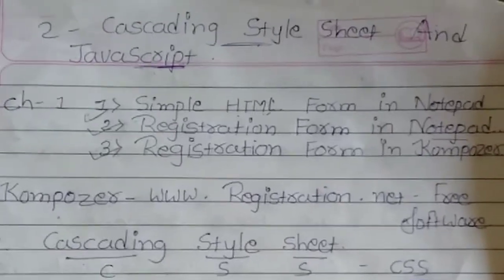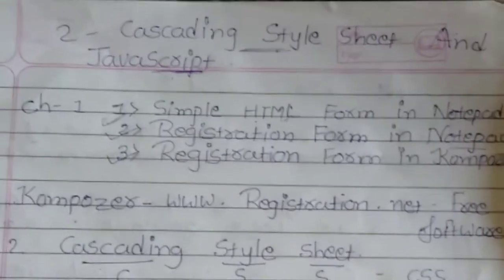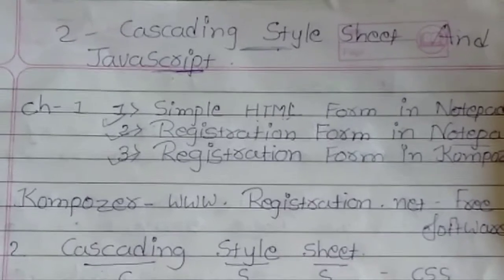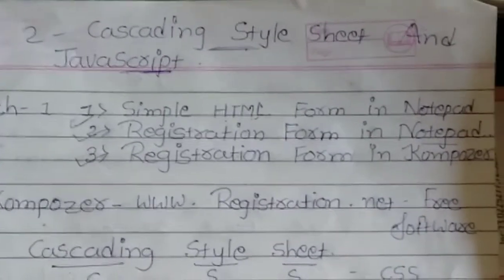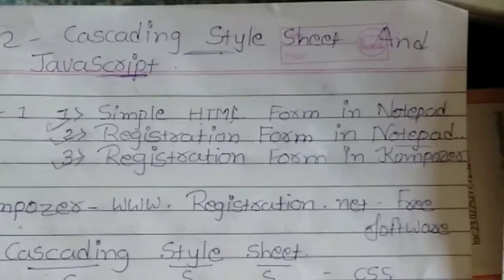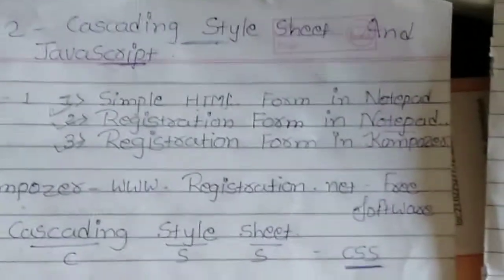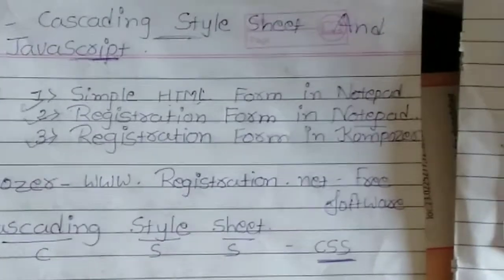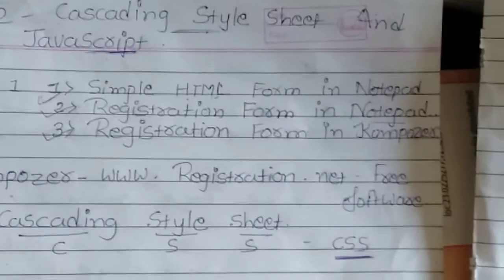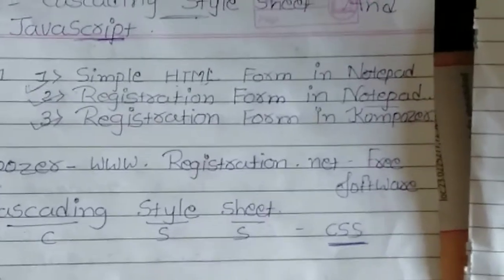Good morning, students. We are moving forward to our second chapter. The name of the second chapter is Cascading Style Sheet and JavaScript. In our first chapter, we already created a simple HTML form in Notepad. You know very well how to create an HTML form in Notepad.